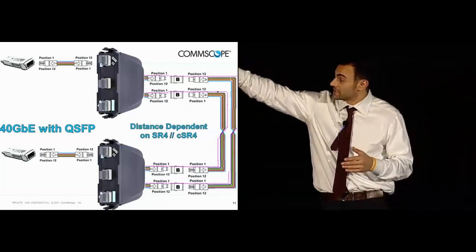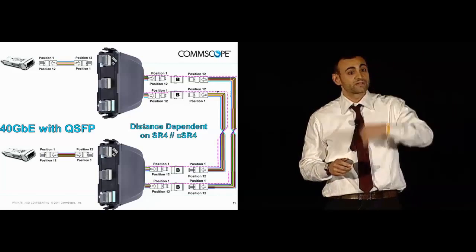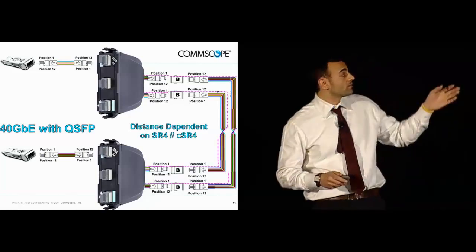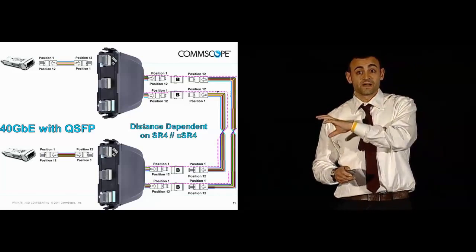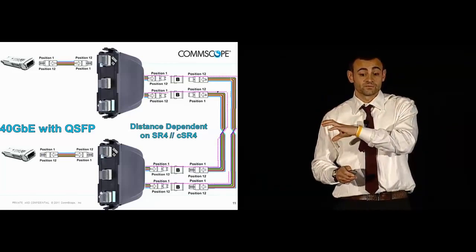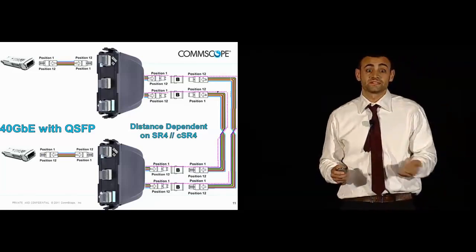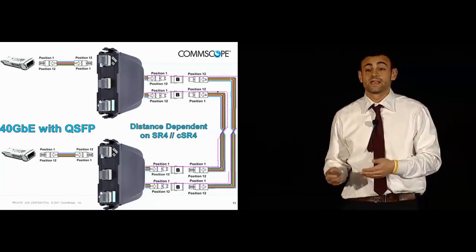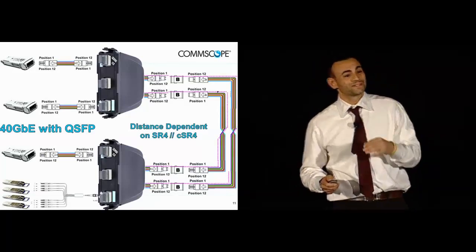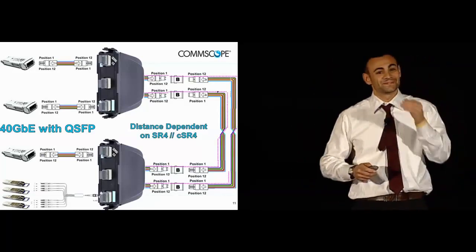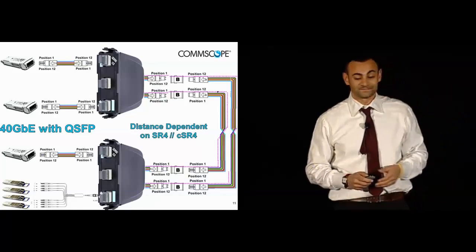Now, we just said we're migrating from 10 gig to 40 gig. Now, this migration is actually going to happen now. So we're putting in 40 gig optics. We've essentially replaced the bottom module with a QSFP module. And we're looking at what does that look like. So the distance is dependent between the SR4 and CSR4 in here. However, you still have the ability to do 10 gig over the same infrastructure, as shown right here.